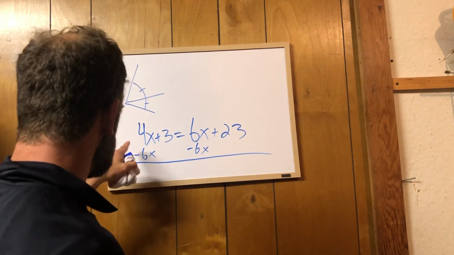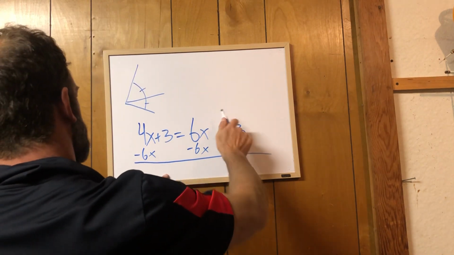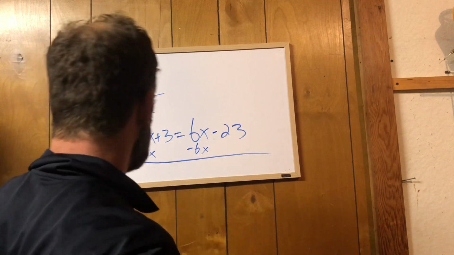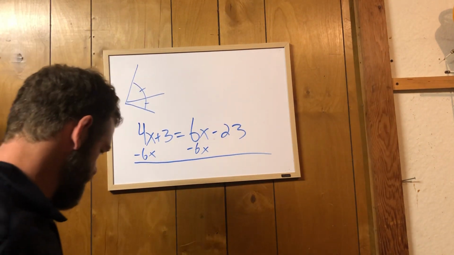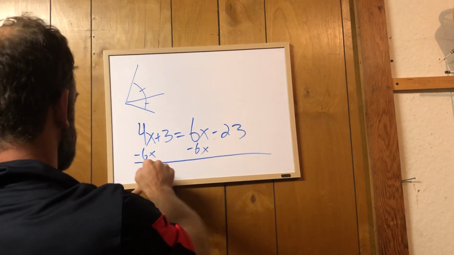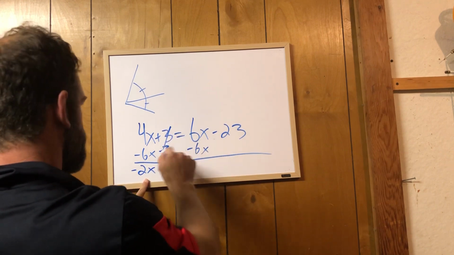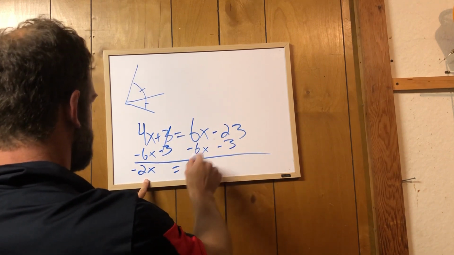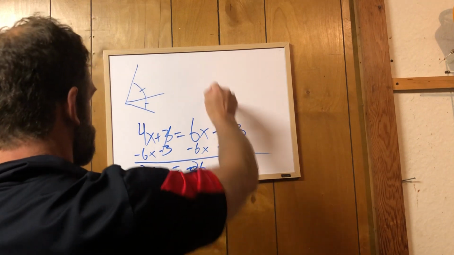So let's do this. I'm going to change this, and I'm going to say this is 6x minus 23, just so I get an answer that's actually going to work out. Anyways, this is going to give me negative 2x, minus 3 to get rid of that, minus 3 to get rid of that. It's going to give me equals negative 26. Divide both sides by negative 2 to get x equals 13.